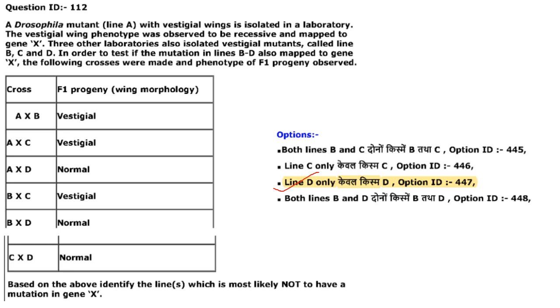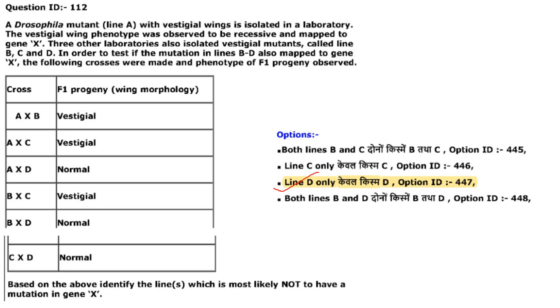made the following crosses. A into B gave rise to vestigial wings, A into C gave rise to vestigial wings, AD cross gave rise to normal wings, BC gave rise to vestigial wings, and BD gave rise to normal wings, and CD gave rise to normal wings.